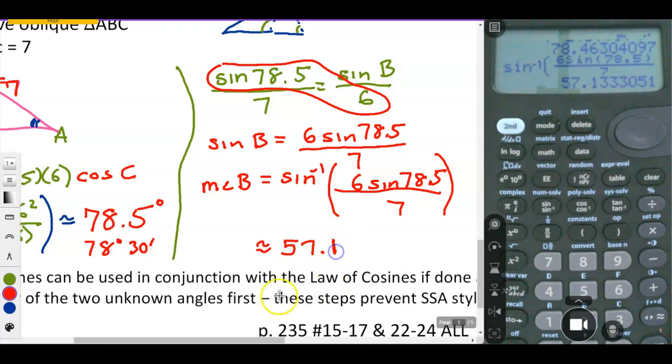0.1, let's say. Should be about 57 degrees and 6 minutes. Of course, if it's 6, I wouldn't put just 6, I'd put 06. 10% of 60 minutes is 6.